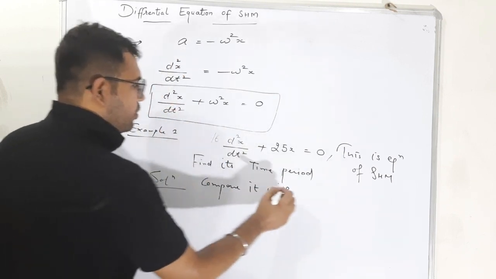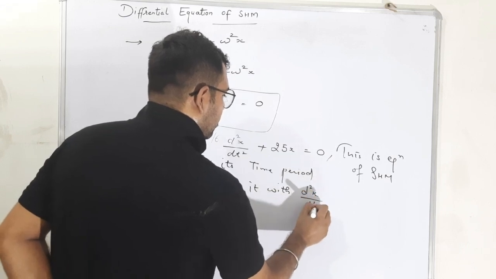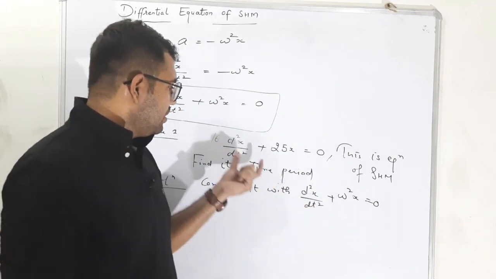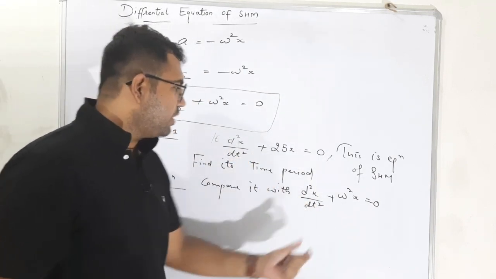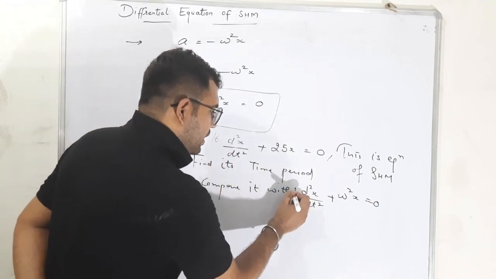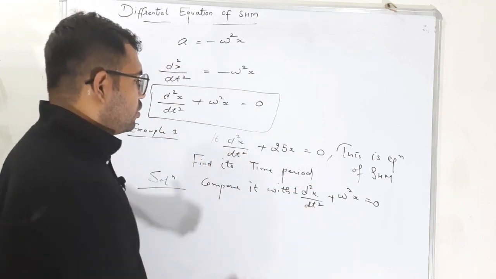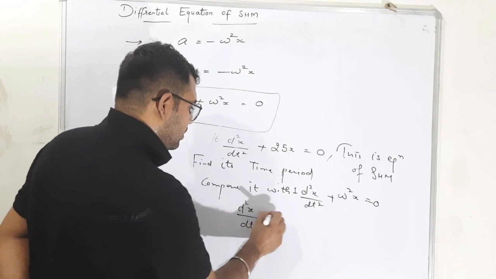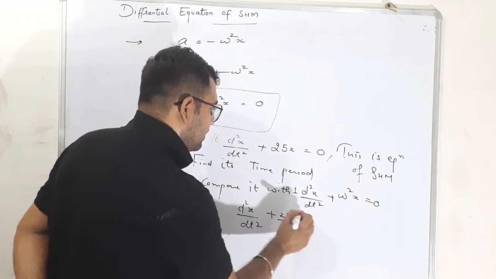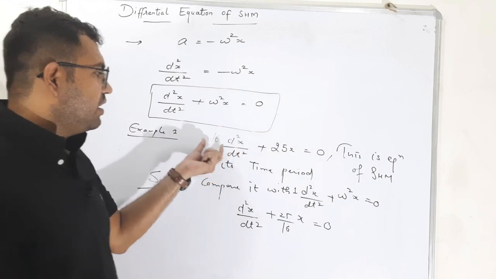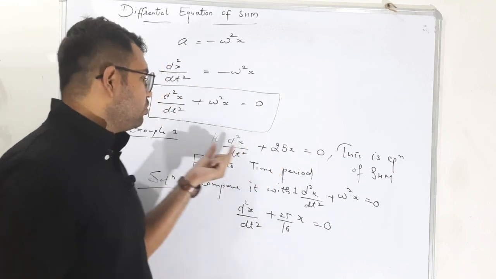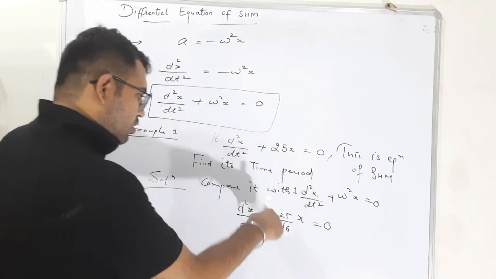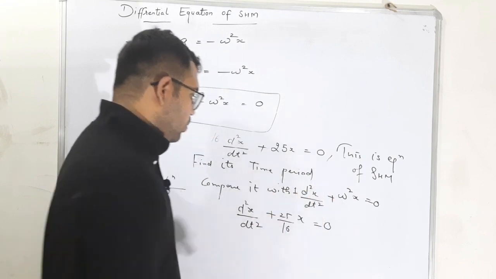What is the differential form? d square x by dt square plus omega square x equals 0. First of all, make this equation compatible with it. How can you make it compatible? Here it is 1 d square x by dt square, here 16 d square x by dt square, so divide by 16. You can write d square x by dt square plus 25 by 16 x equal to 0. Since we divided by 16 here and here, 16 by 16 becomes 1 and 25 by 16 remains as it is. So you can make this equation comparable to the standard form.